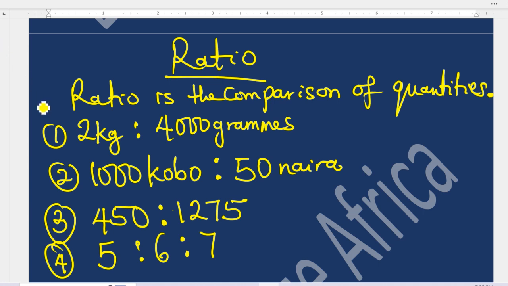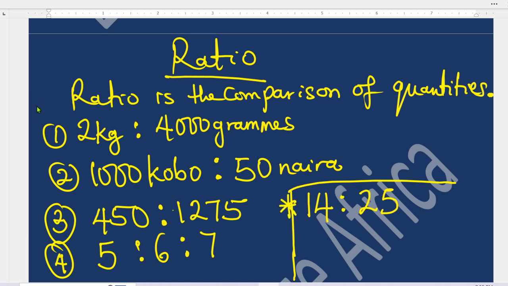Now look at the big one I'm going to write by the right side of the screen. I want you to pay attention. That's why I'm separating it. Now, when you see something like this, this is how to pronounce a ratio. 14:25. So what you are seeing on my screen now, where I have a star, is pronounced as 14:25. That's how to pronounce that.